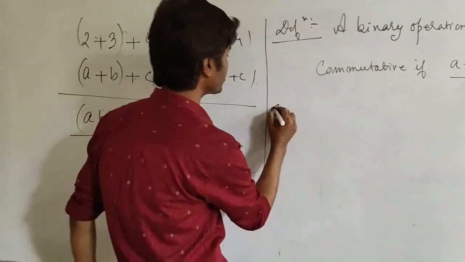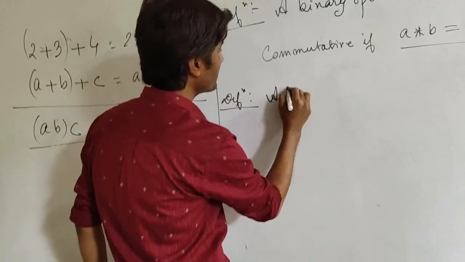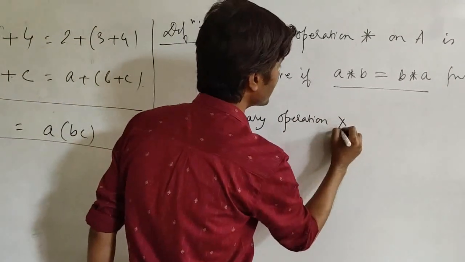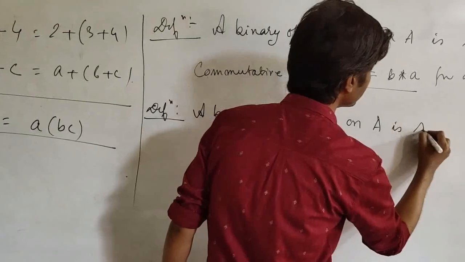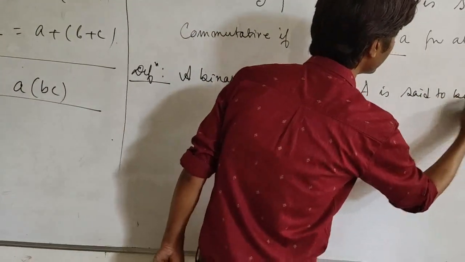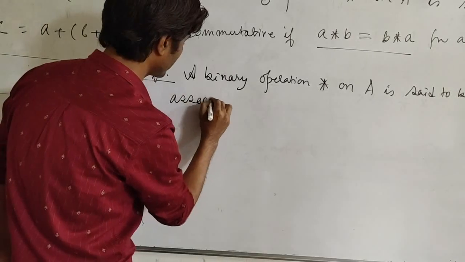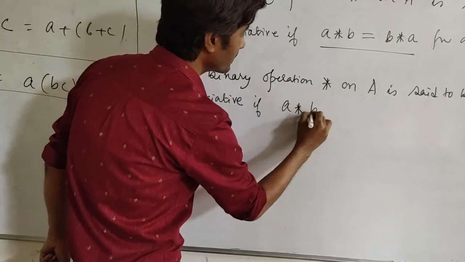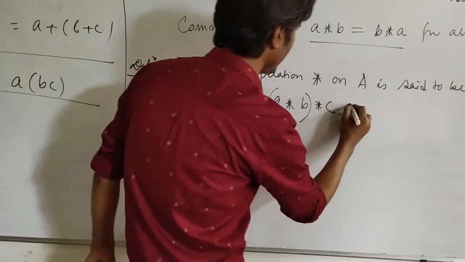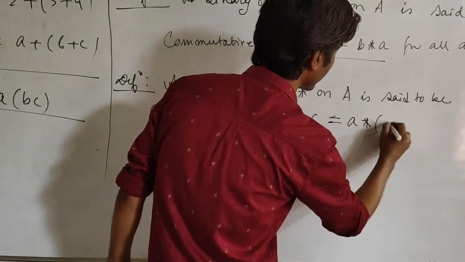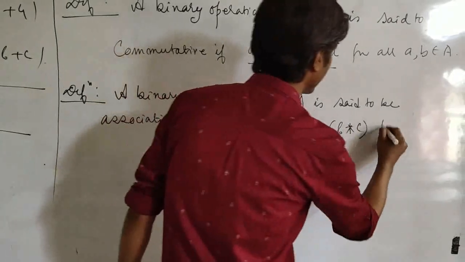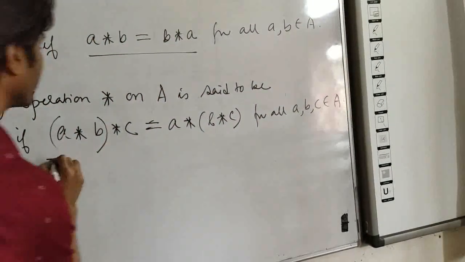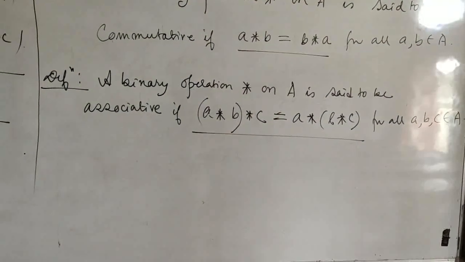Let us take the definition here. Definition: a binary operation star on A is said to be associative if A star B star C, with the bracket here, is equal to A star B star C, with the bracket in the other position, for all A, B, C in the set A. So that is the requirement for this operation star to become associative.